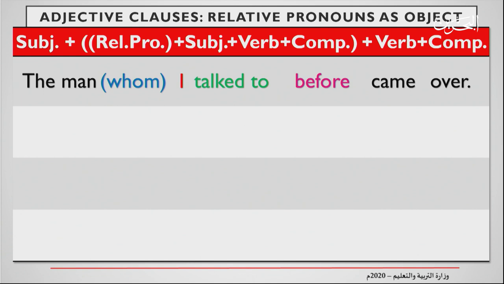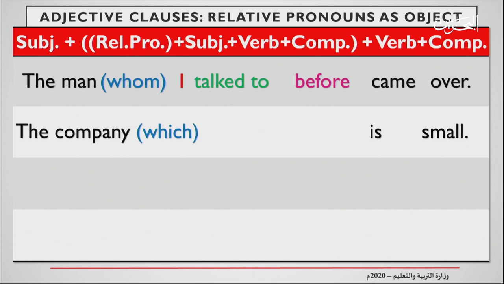It means it is optional. For example, if I say, the man I talked to before came over, the sentence is correct. Okay, second one. The company is small. Let us introduce an adjective clause, which, again, between parentheses. And I add a subject. He works at. The company which he works at is small. If I remove that, it is correct.